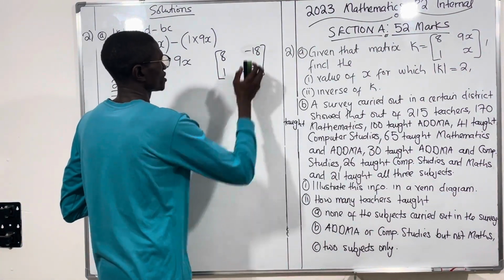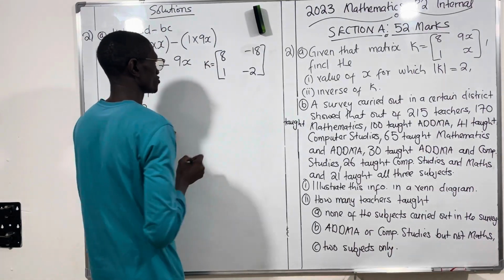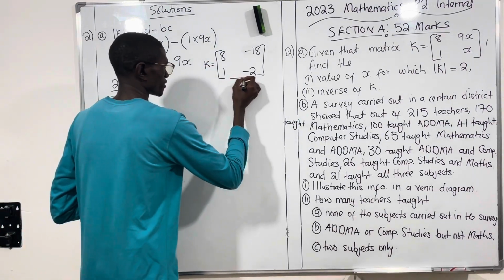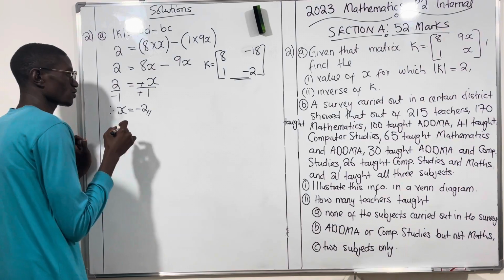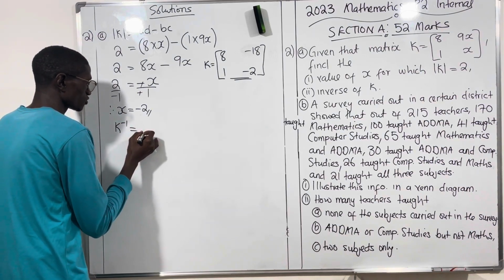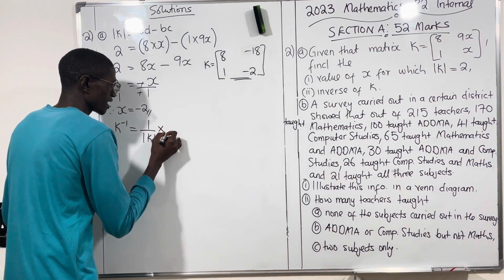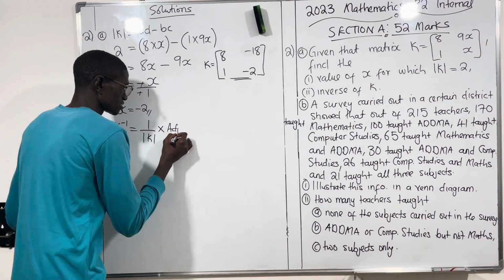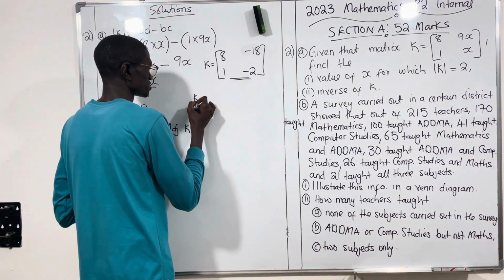So the next question we are required to find, so this is the original matrix for K. In the next question, we're asked to find the inverse of matrix K. The formula for finding the inverse of matrix K is equal to 1 over the determinant of matrix K times the adjoint of matrix K. Okay, so now how do you find the adjoint of the matrix?